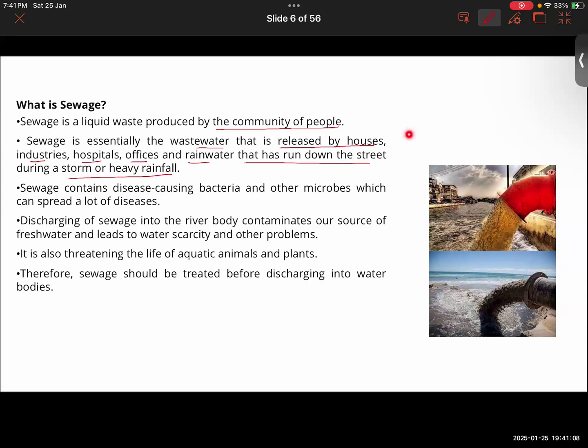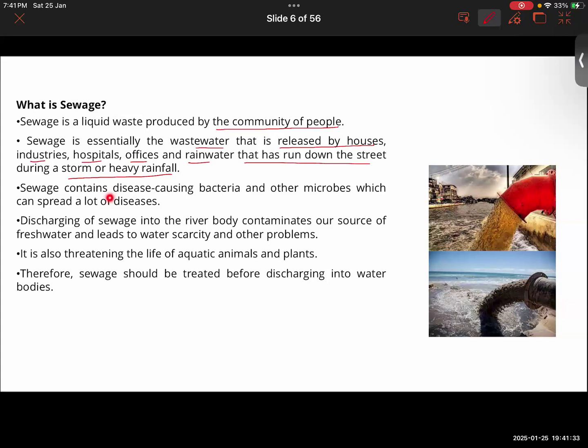So while we are cooking food, washing the car, washing the clothes, or taking a shower, we are releasing all the dirt and all the impurities into the water. So our household is also a major source of pollution for the water. It could be coming from the hospitals and offices also.